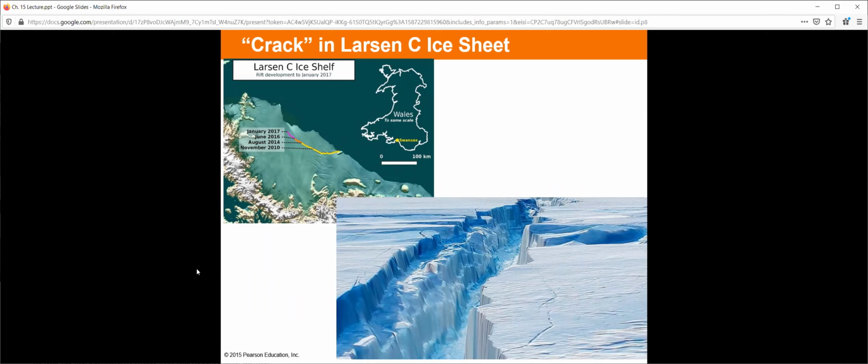The Larsen ice shelf in Wales has an example of this. Oh, sorry, not in Wales, in Antarctica. Wales is for size comparison, my bad. And you can see how large these shelves are compared to a country, right? A very large thing such as Wales. And you can see this ice shelf slowly cracking. These colored lines indicate how far the crack has gone because this ice shelf is eventually going to break off into an iceberg.